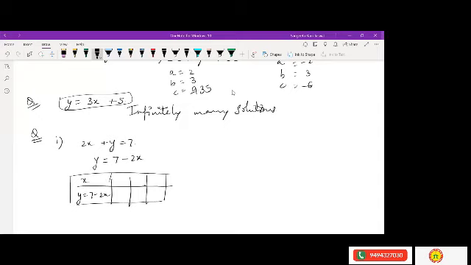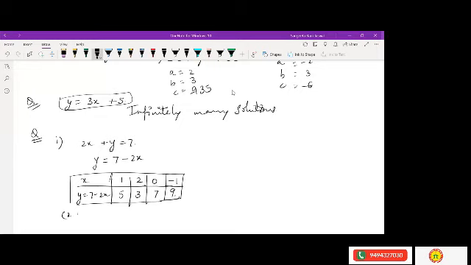Now, let's see here. If I put one value, if x is 1, then what will be my y? Ma'am, it's 5. If x is 2, ma'am, it would be 3. If x is 0, ma'am, it would be 7. Okay, so if the question said find 4 solutions, we'll find 4 solutions. Now suppose I take x as minus 1, then what do I get? Ma'am, 9. Okay, so these are the 4 solutions.